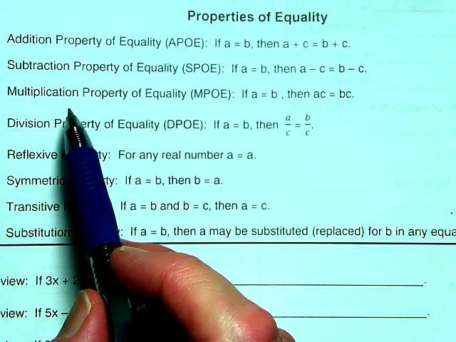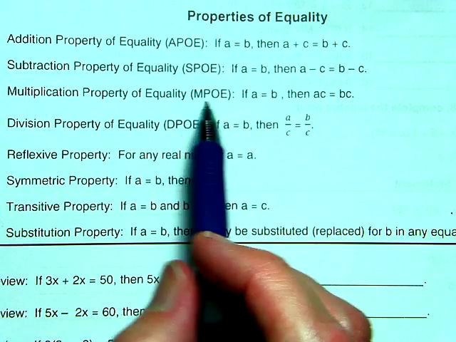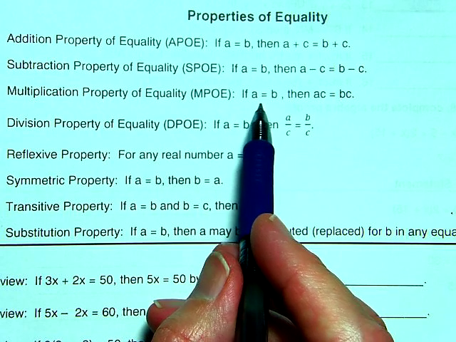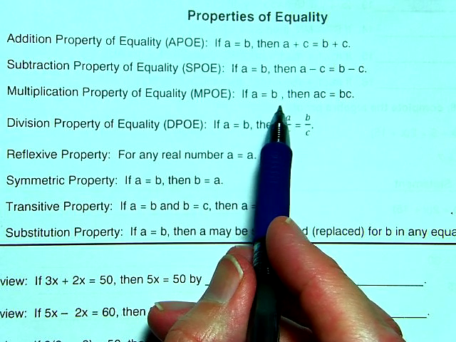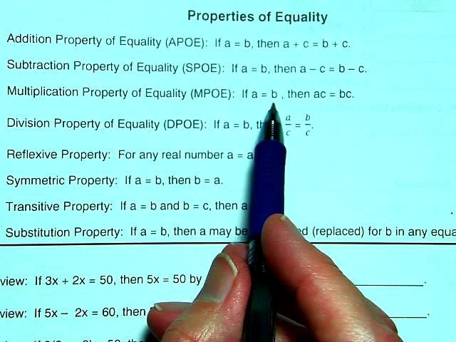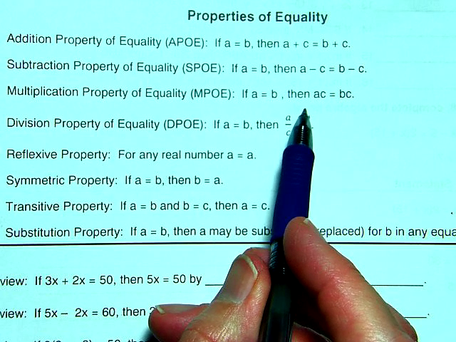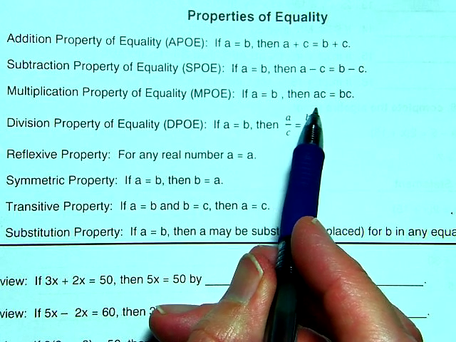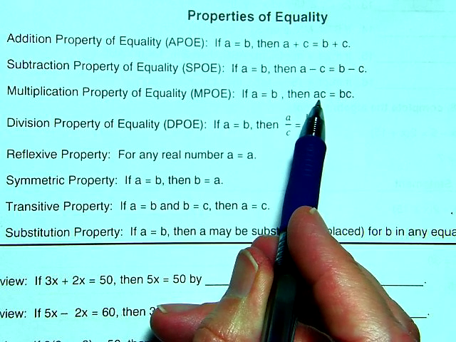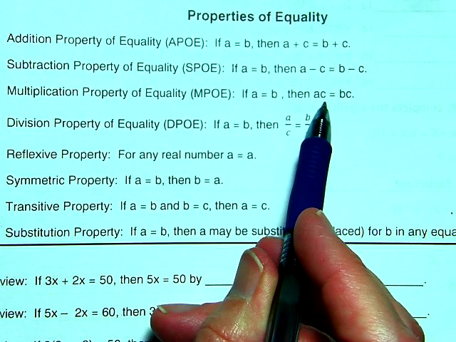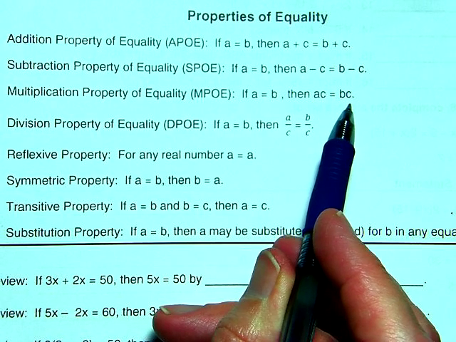The multiplication property of equality is that if you, again, start with an equality where two different variables equal each other, a equals b, then if you multiply each side of the equation by the same number, again, we're going to use c as the example, then a times c equals b times c.